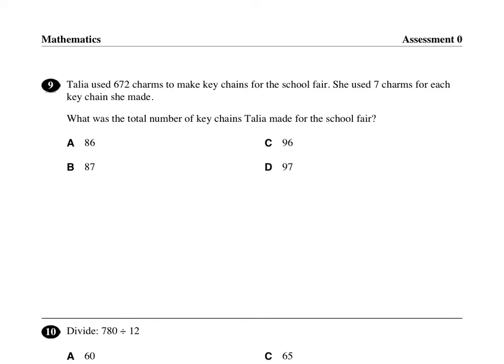So on tonight's homework, students are again using application of division to solve. So it's only 2 problems, but we do need to see student work. If the student reads this question, they should underline the key ideas that she has 672 charms, and she's using 7 charms for each keychain.